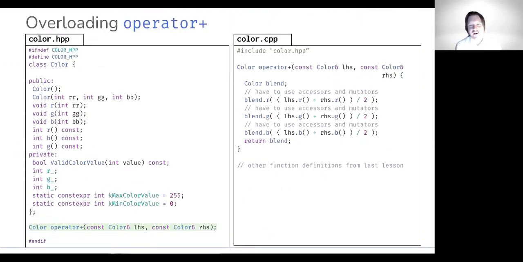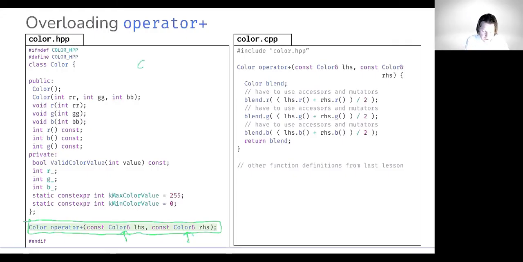So here we are. We're going to talk about addition. What does it mean to add one color object to another? Well, in this case, we're going to get a new object, and this is going to be our first example of a non-member helper function. Notice that its declaration is outside the class. Notice here, both of its arguments are passed explicitly.